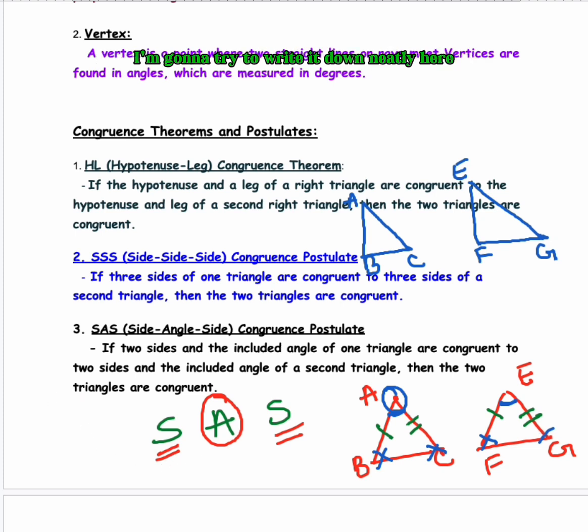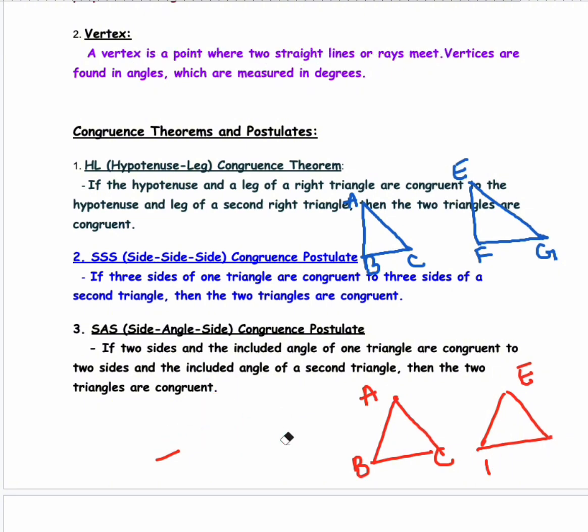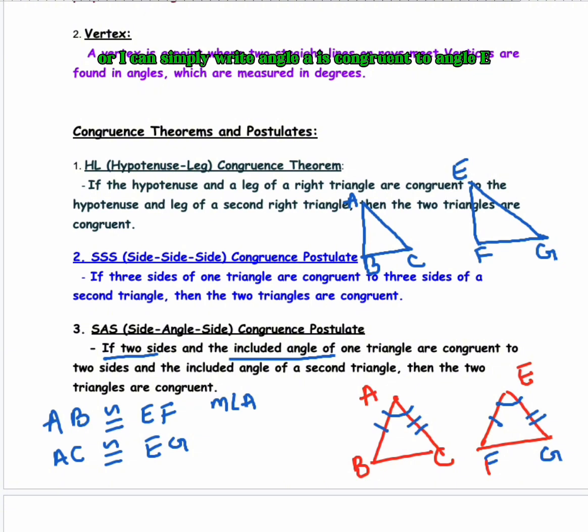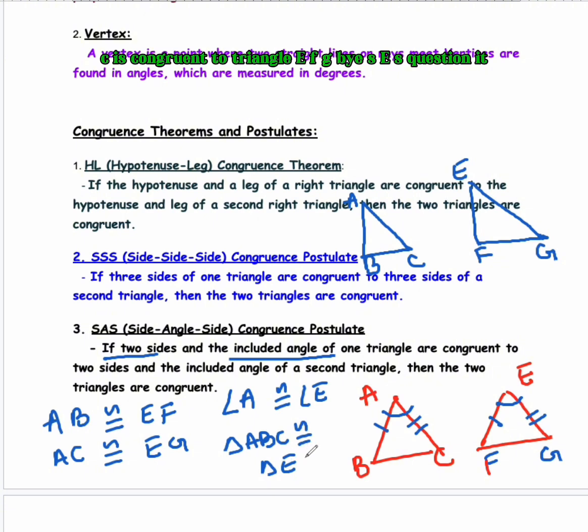So let's write it down. I'm going to try to write it down neatly here, and I'm not going to erase the triangle EFG. So let me make the marks again. If two sides and the included angle, so let's say if we have been given that AB is congruent to EF and AC is congruent to EG, and the included angle, measure of angle A, or I can simply write angle A is congruent to angle E, then we can say that triangle ABC is congruent to triangle EFG by SAS postulate.